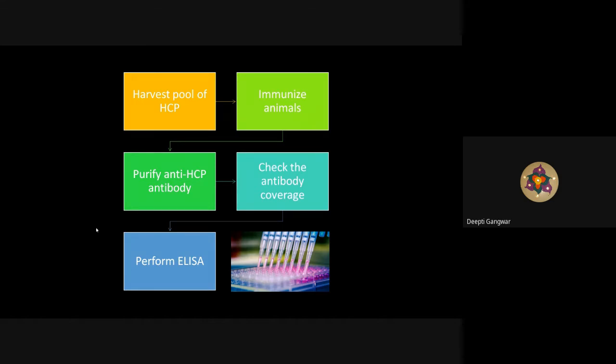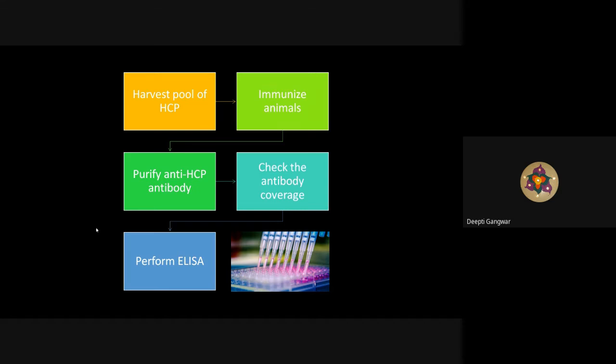So by that token, it is not always possible that whatever pool you are injecting in these animals, all of them will be able to generate the antibodies. So by this token, when we talk about reagent generation in terms of ELISA, you have to actually show that if I have injected 100 proteins in my goats and rabbits, what number of antibodies I am able to get out of those particular animals.